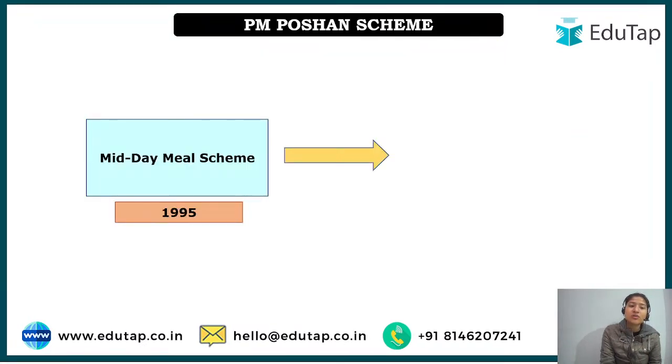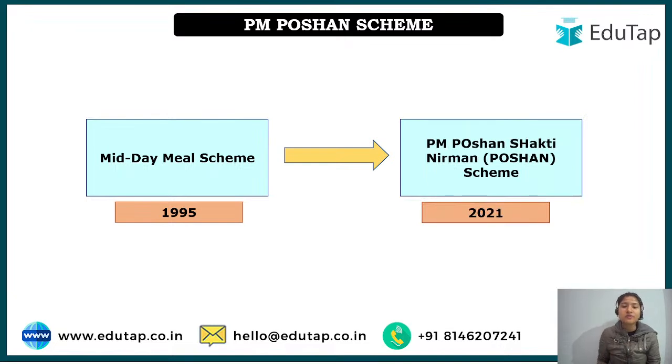It was launched in 1995 as the midday meal scheme, but then in 2021 it was renamed and revamped as PM Poshan Shakti Nirman. Okay, so PM, PO is Poshan, then SH is Shakti, and then N, from N we have Nirman.